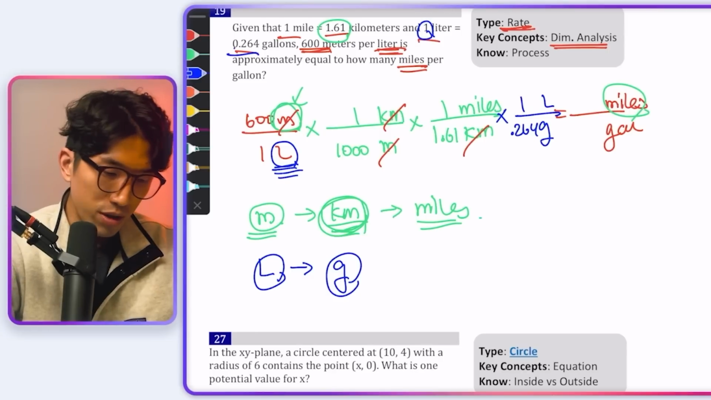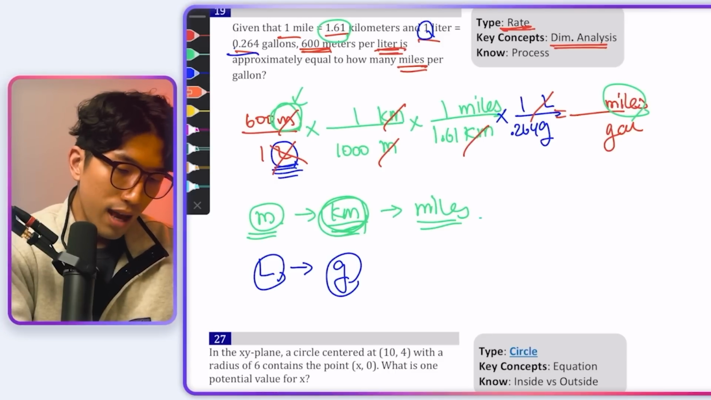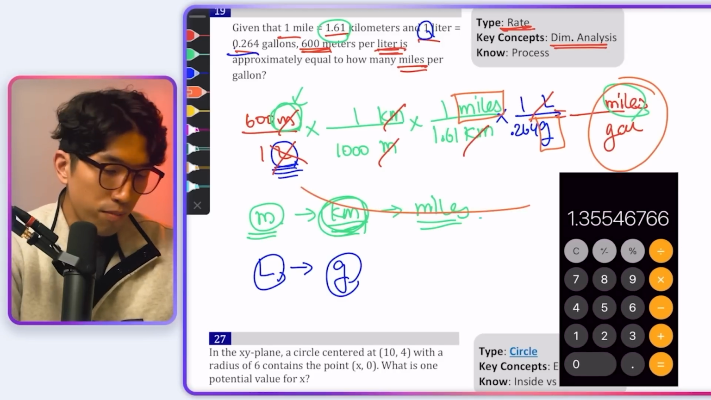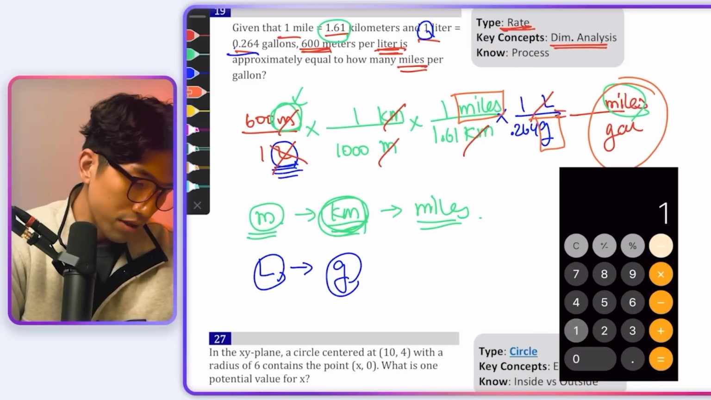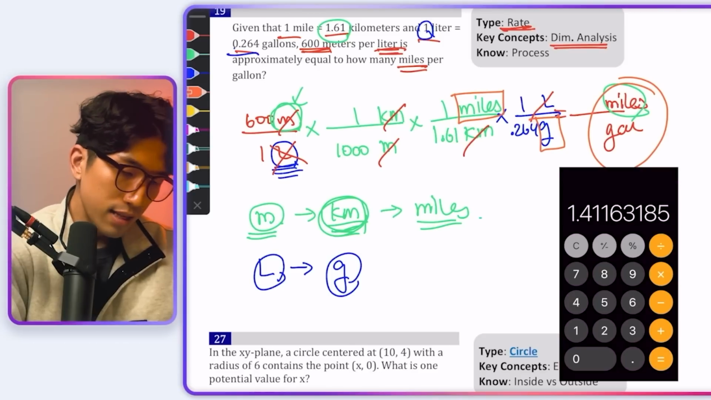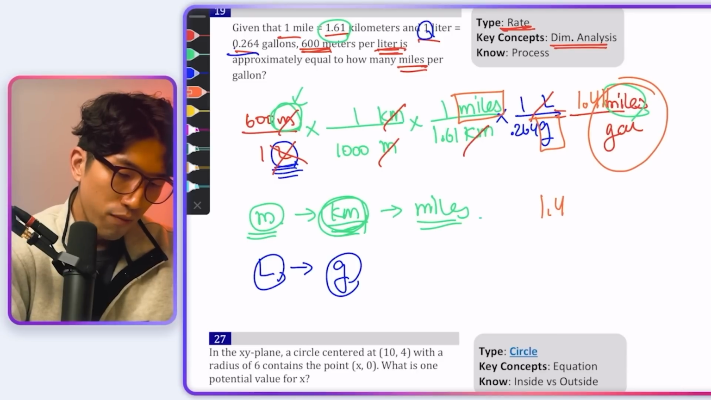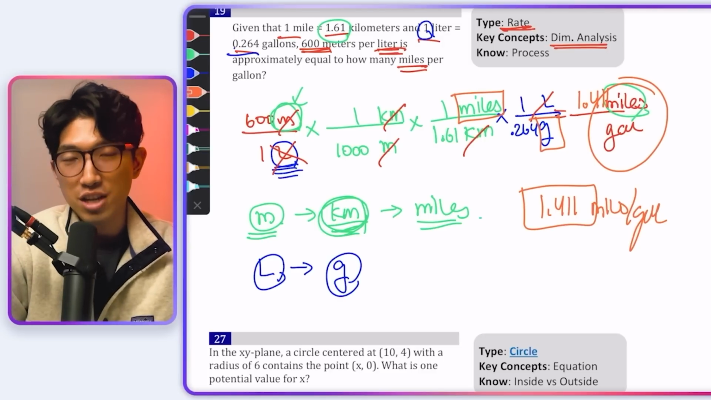So what happens with the units now? Liter gets canceled out. And at the end of the day, you are left with miles and gallon, which is exactly what we're looking for. We're looking for miles per gallon. So to get to the answer, you pop these into the calculator and that's it. 600 divided by 1000 divided by 1.61 divided by 0.264. Okay, that's going to give us 1.411, right? So that's essentially 1.411 miles per gallon. So our answer is going to be 1.411, or however many digits will fit into your answer key.